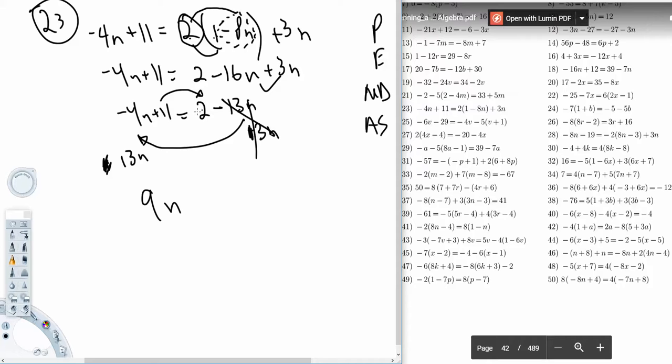Here we have an 11. We want to transfer to the other side, so we subtract 11 on both sides. This cancels out. 2 minus 11 equals minus 9. Divide both sides by 9. We get n equals negative 1. Am I right? Yes, I am.